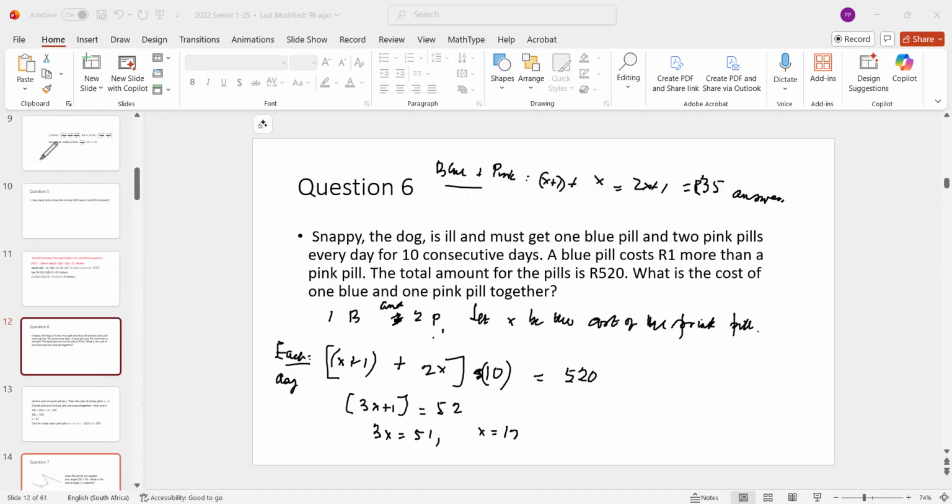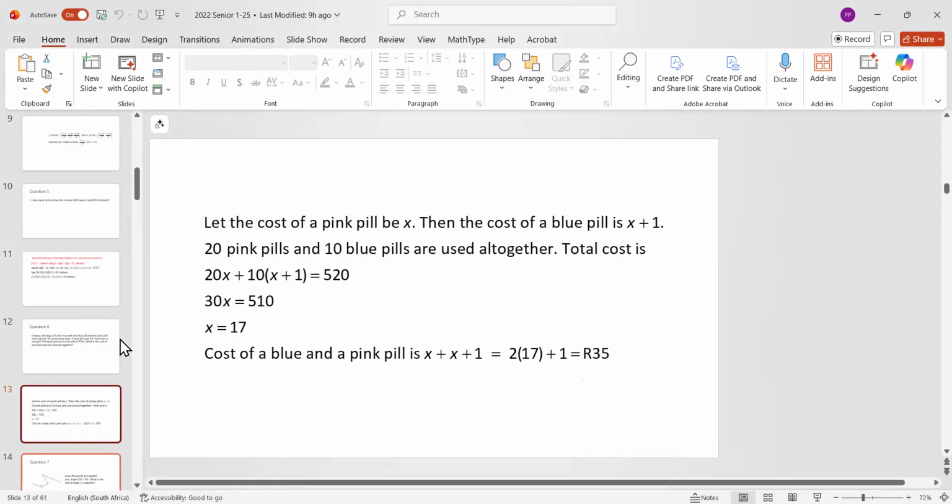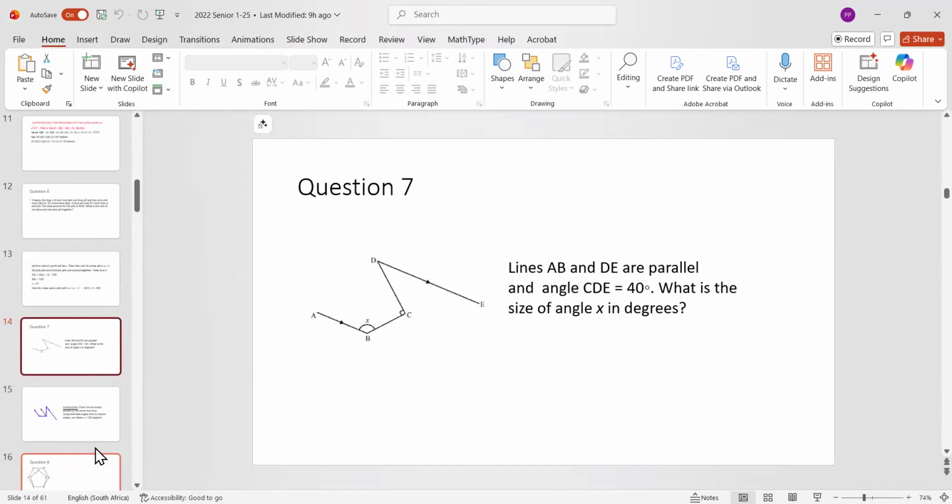Let's just check to see whether this is indeed the answer. Question 6. Yeah, okay, you see at the bottom of this page, it's 35. Okay, let's get on to the next question.